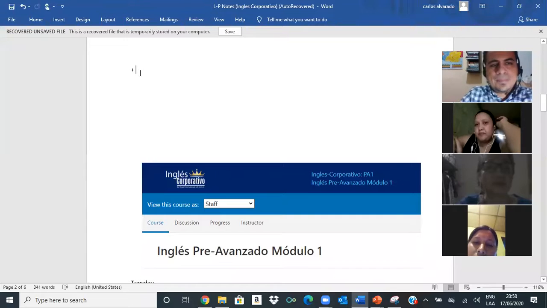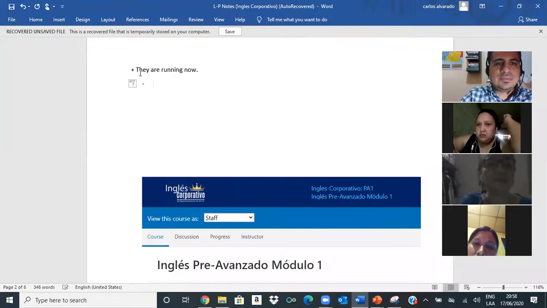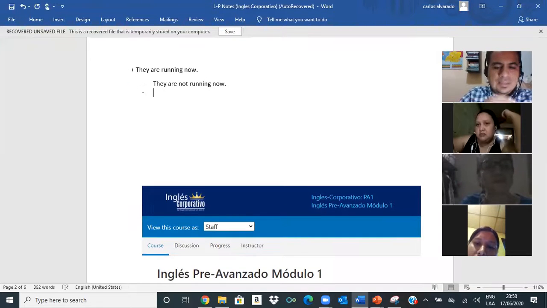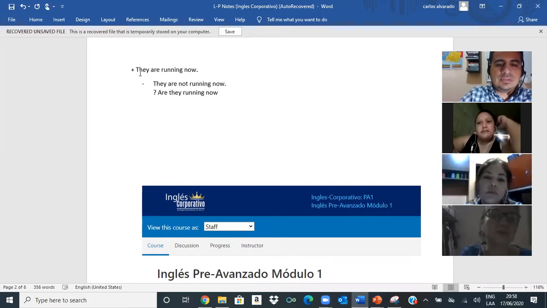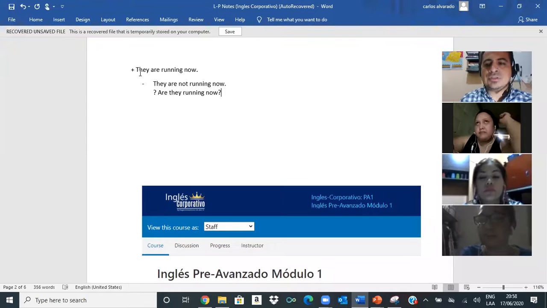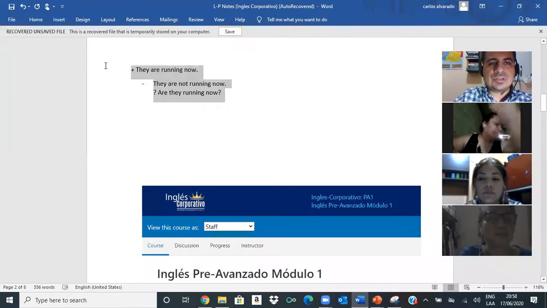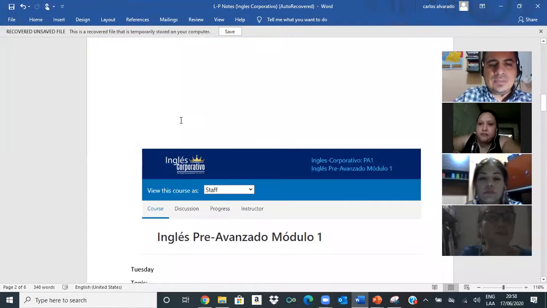Hagamos una más. For example, positive. They are running now. Okay. Negative? They are not running now. Okay. And question? Are they running now? Ahí está. Okay. So practice the three structures. Practice the three structures. Okay. Very good. So let me see.